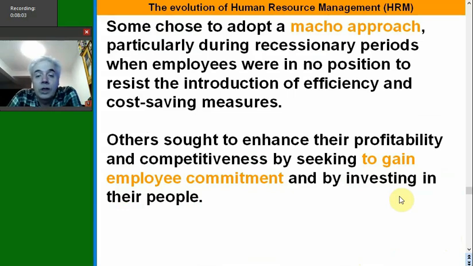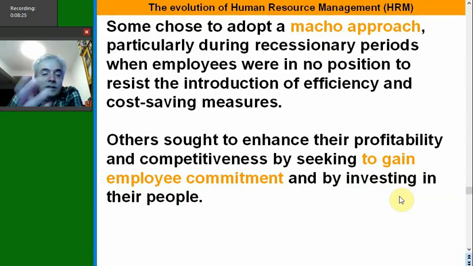Some chose to adopt a macho approach, particularly during recessionary periods when employees were not in a position to resist the introduction of efficiency and cost-saving measures. Others sought to enhance their profitability and competitiveness by seeking to gain employee commitment and by investing in their people.